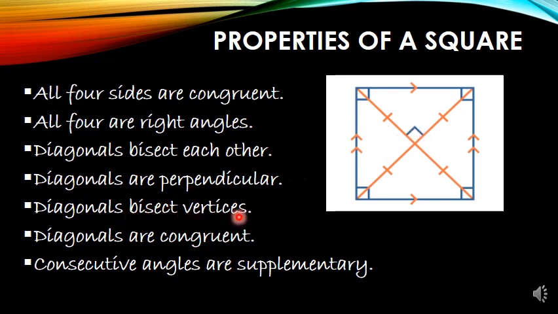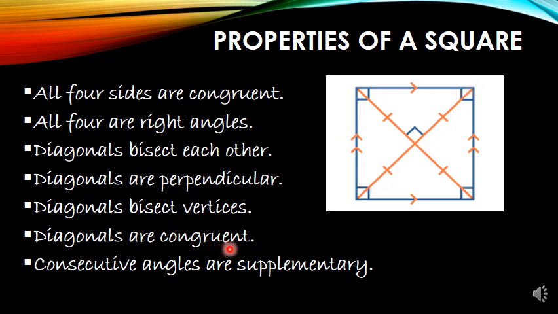Diagonals bisect the vertices. You can see there are four vertices here in a square, and the diagonal, for example, if I consider this diagonal, is bisecting this angle. Similarly, this angle also, and if you take this diagonal, it will bisect this angle. This is 90 degrees, isn't it? So this will be 45 degrees and this is 45 degrees. Here also 45 degrees, 45 degrees, 45 degrees. Here also it will be 45 degrees each on both the sides because the diagonal bisects the vertices.